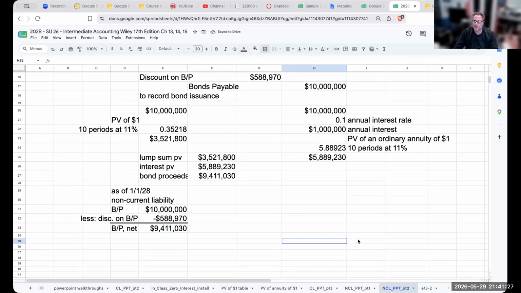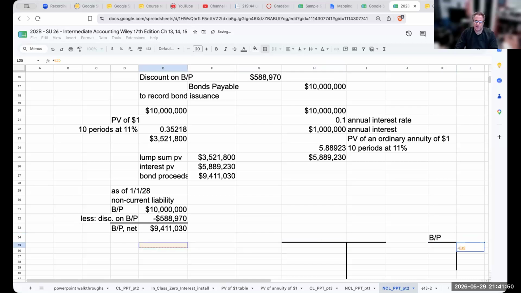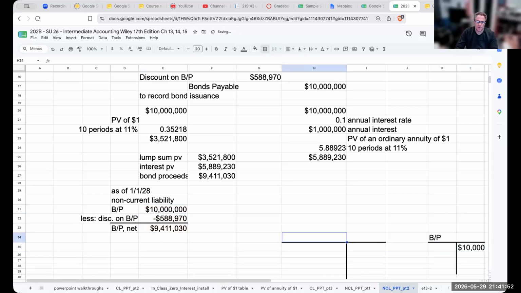And this gets me over here to 9,411,30. Now, as I'm going through and doing this particular question, what we want to say to ourselves as well, when I look at this in terms of T accounts, I've got my bond payable at 10 million, and then the discount on bonds payable is going to have a debit balance of 588,970.